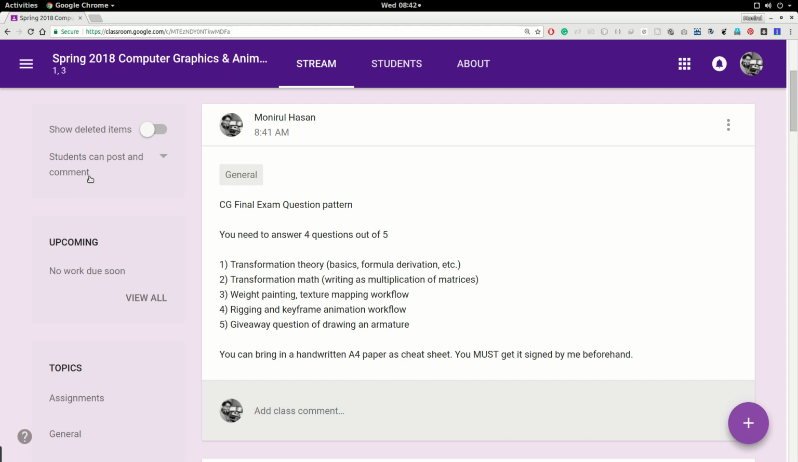First of all, for transformation theory, we talked about what are the things? The scaling, rotation, and translation, right? These 3. So we'd be having a theory question from there. It can be about the basic concept of transformation. It can also be about deriving a formula. For example, deriving the formula for translation, writing it as a matrix form. Or it can be about rotation on a particular axis.